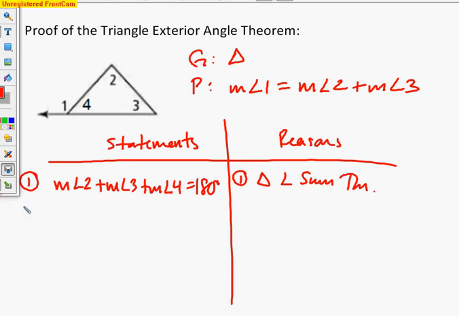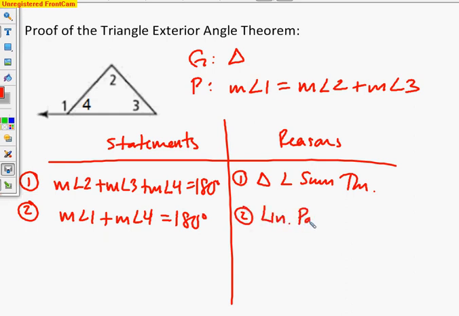I also know, just based off the picture, that angle 1 and angle 4 form a linear pair. They are supplementary. Now, because this has adding to 180, I'm going to do the same thing. Angle 1 plus angle 4 equal 180. That's the linear pair postulate.